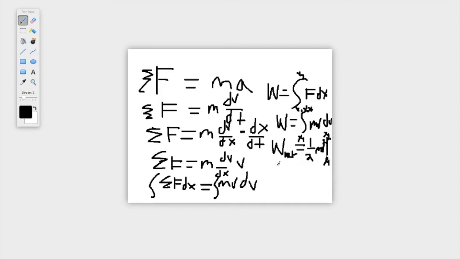So basically, what we have derived is that work, or the net work to be more specific, is the same thing as the change in kinetic energy. So this is actually pretty useful. We can apply this to several problems.